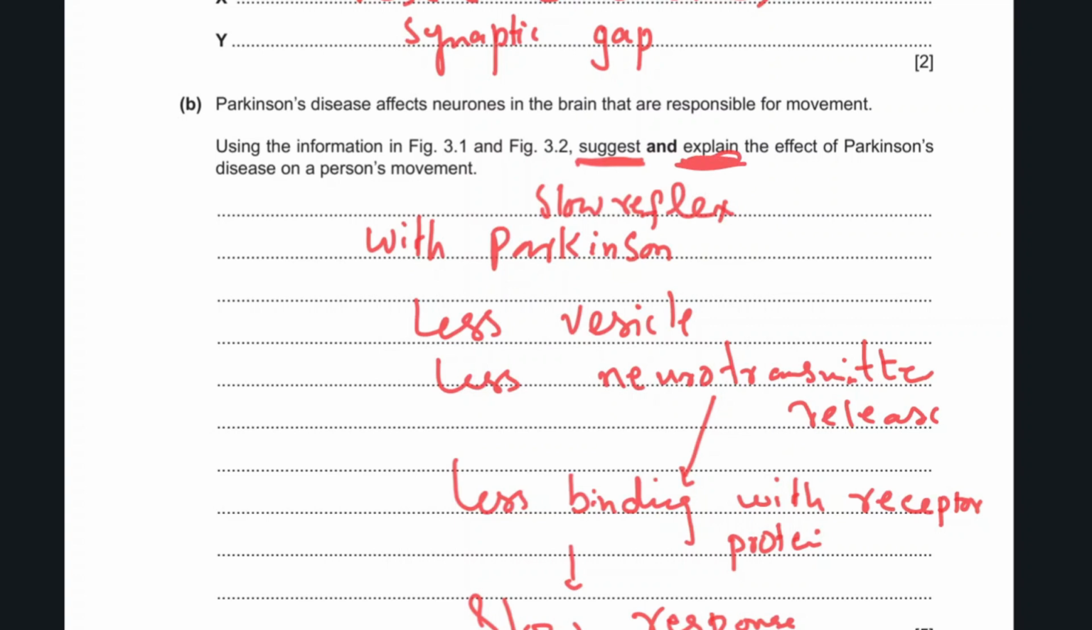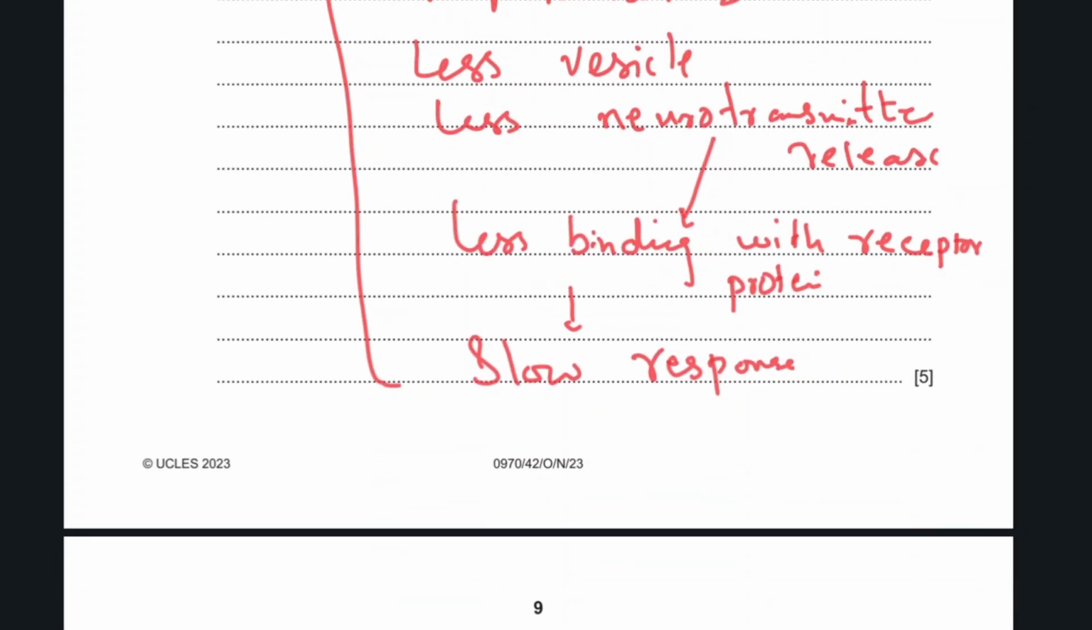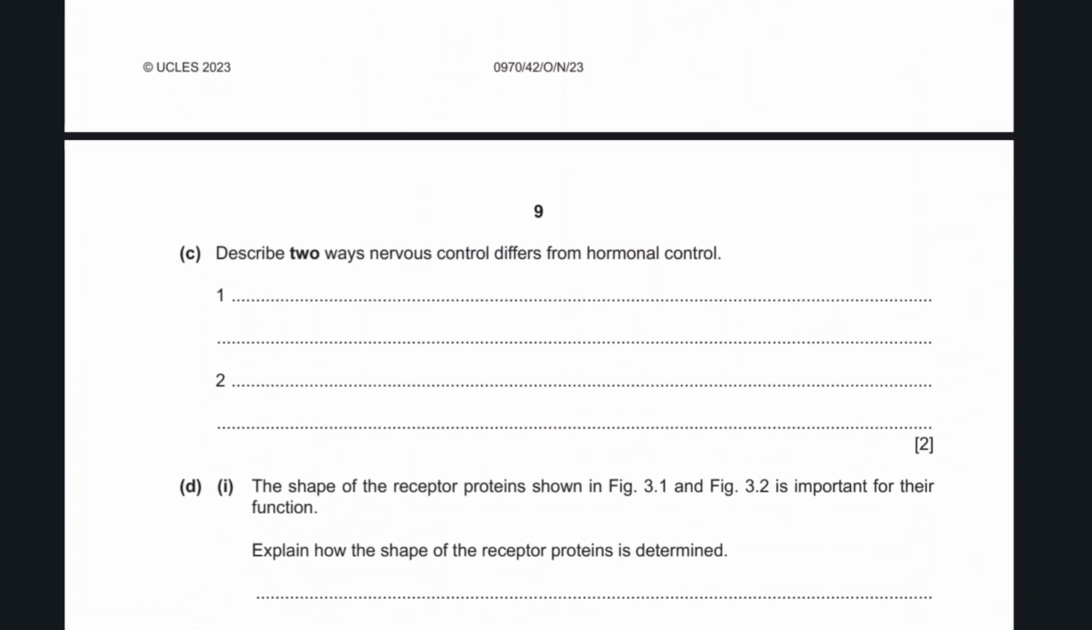And the explanation is those points which you have mentioned. So this is the reason why that person has slow response or slow reflexes. Describe two ways the nervous system differs from the hormones. When we write the differences, the nervous system is always faster and the hormonal system is slower.